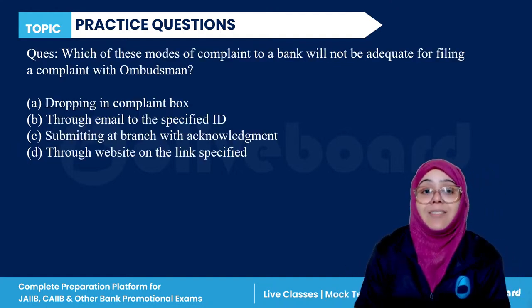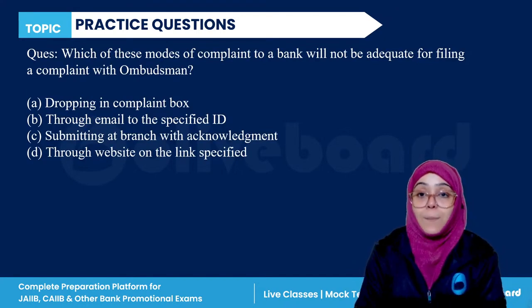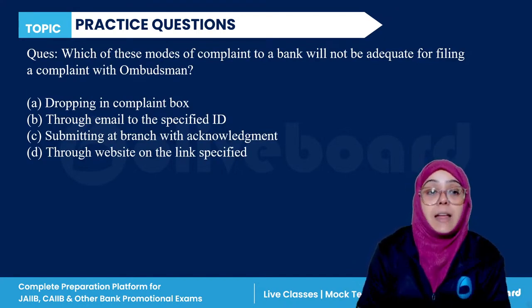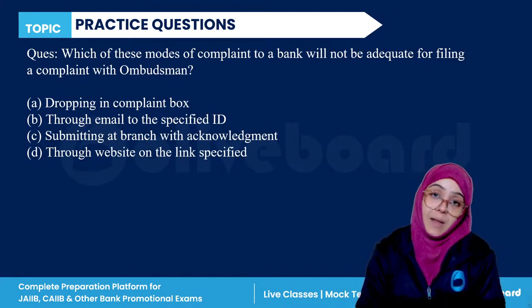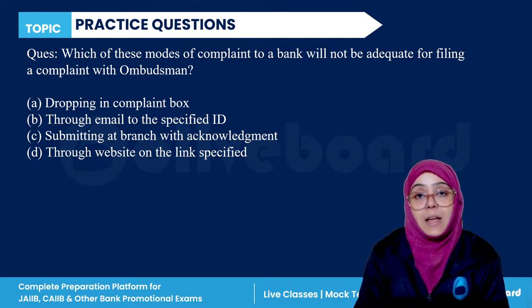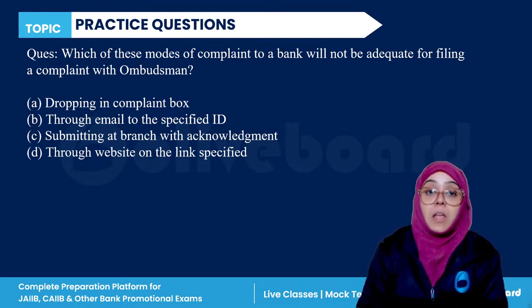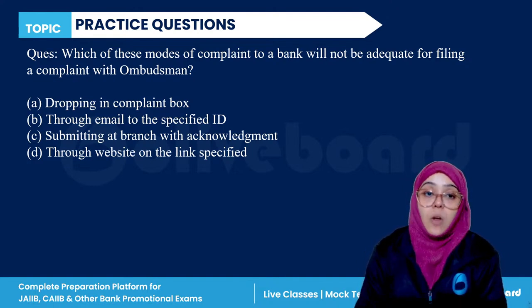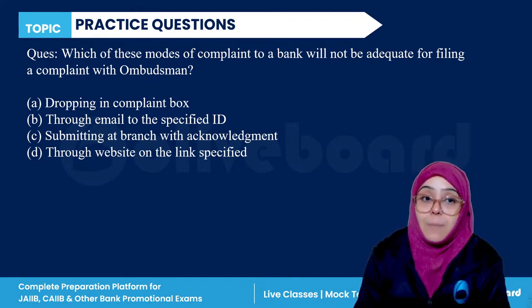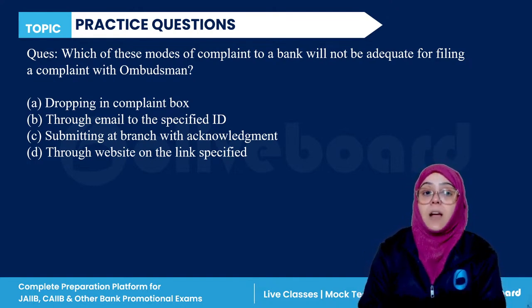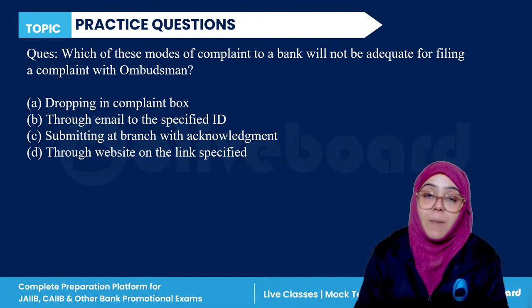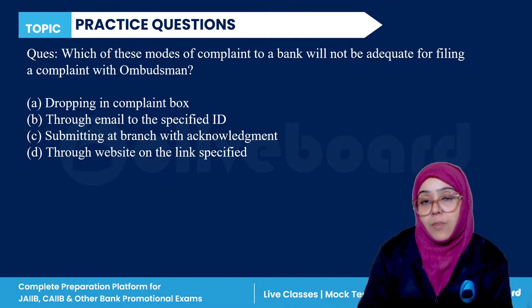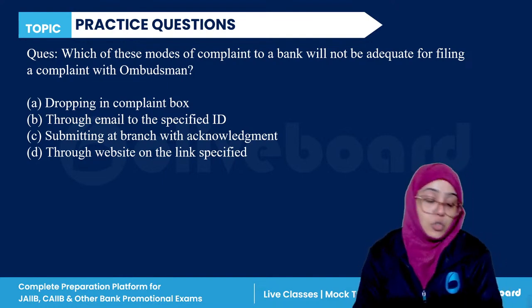Next, which of these modes of complaint will not be adequate for filing a complaint with the ombudsman? If you want to file a complaint with the ombudsman, which of the following modes of complaint is not adequate? Dropping it in the complaint box, emailing it, submitting it to the branch with acknowledgement, or through the website on the link specified? You have to answer this question.